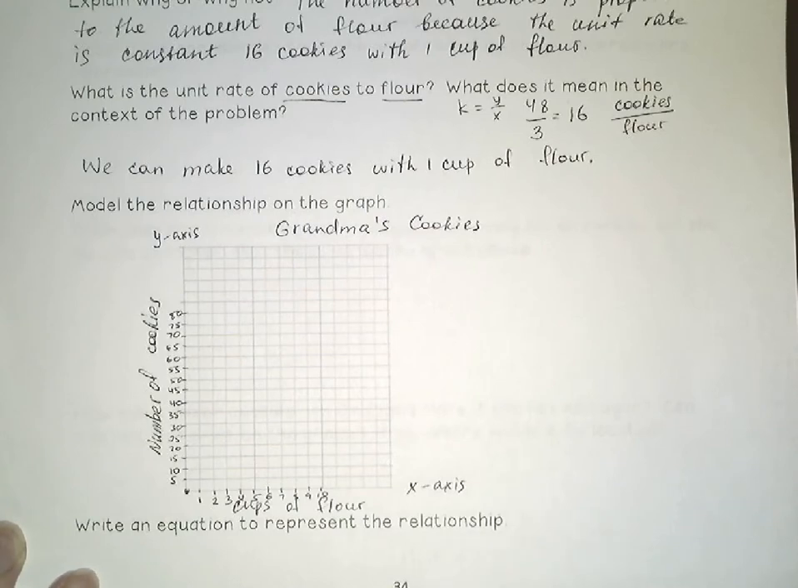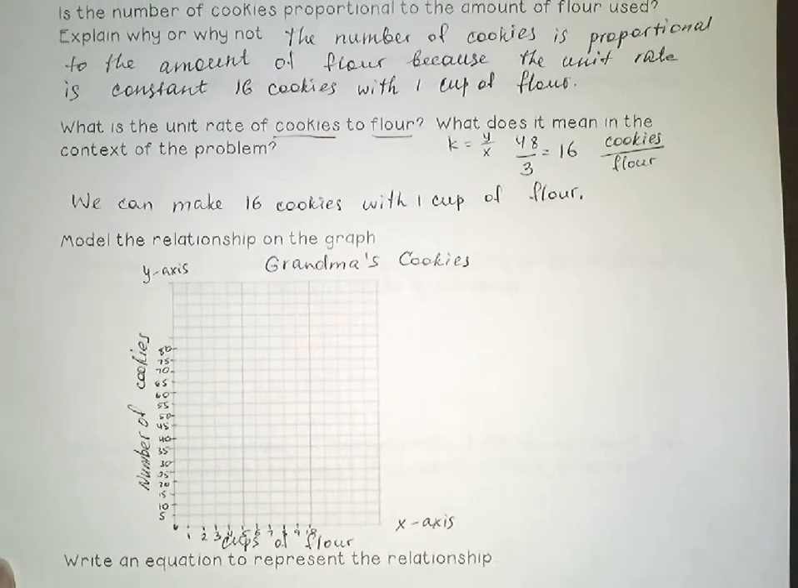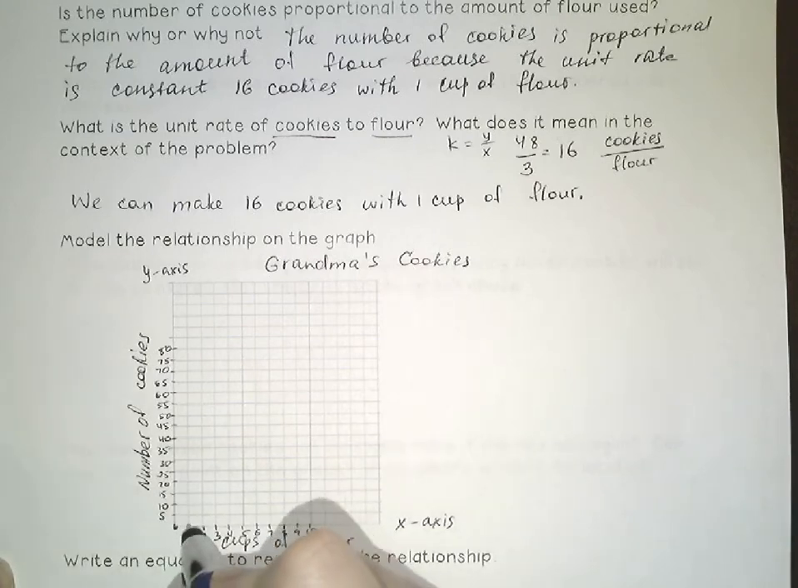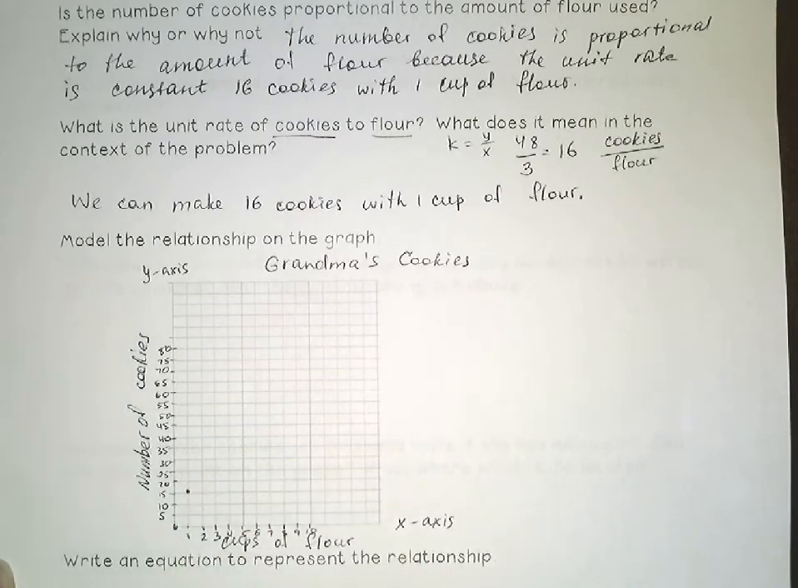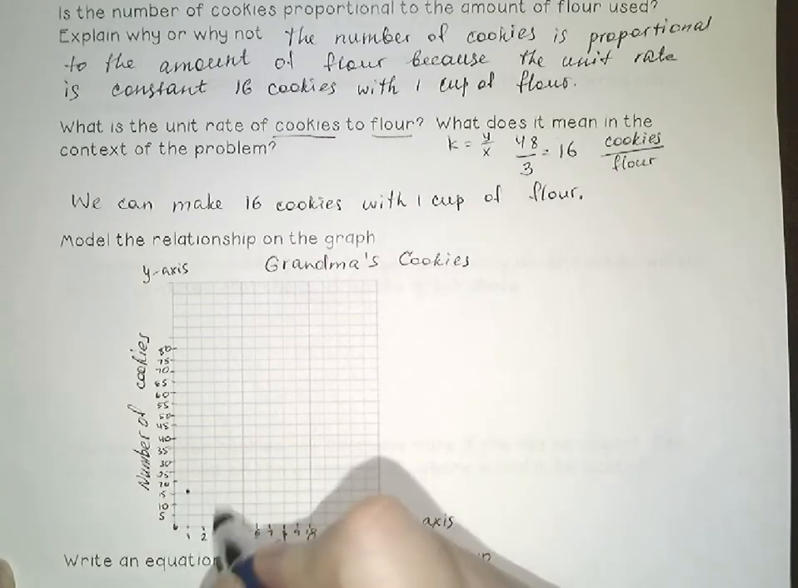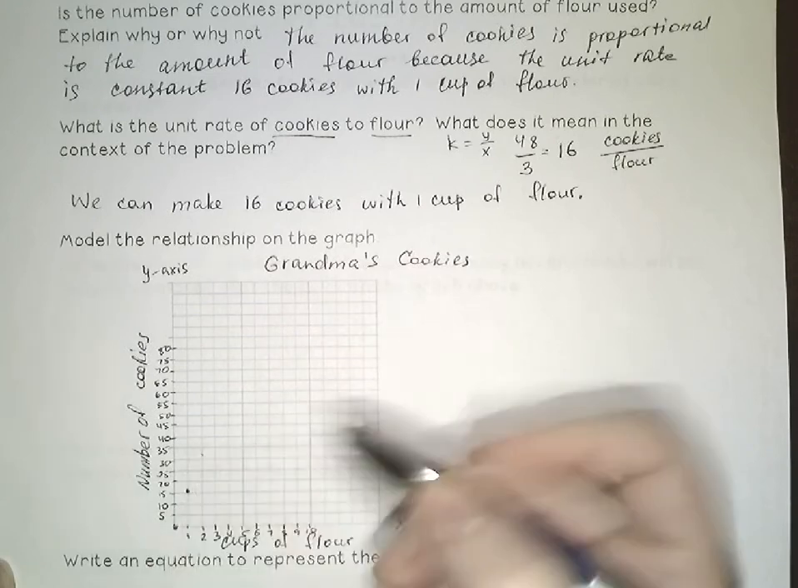Okay, so now we need to graph our table. So I can make 16 cookies with 1 cup of flour. So 1 cup of flour will give me 16 cookies, will be just above that 15 right here. I'm making a small dot. If I make a big dot, it's not going to be accurate because it's going to occupy a lot of space. With 2 cups of flour, I can make 32 cookies. So 2, 32, so somewhere here.